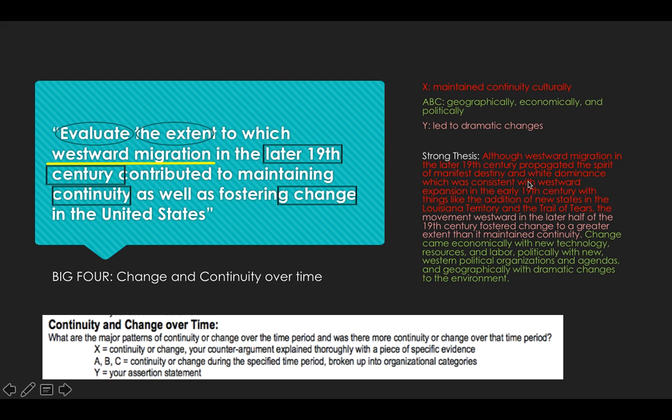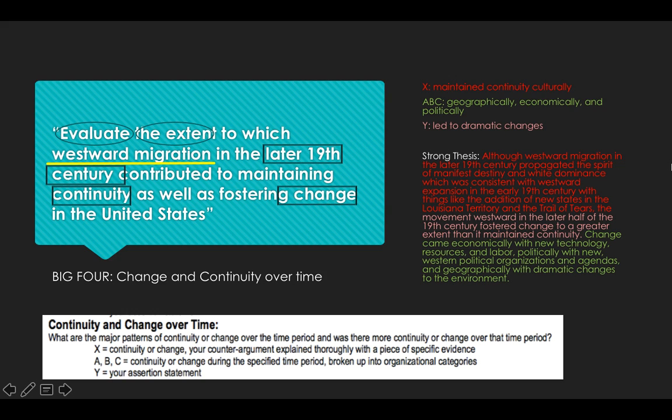Okay, so here's my X. Although westward migration in the later 19th century propagated the spirit of manifest destiny and white dominance, which was consistent with westward expansion in the early 19th century, with things like the addition of new states in the Louisiana Territory and the Trail of Tears, the movement westward in the later half of the 19th century fostered change to a greater extent than it maintained continuity. Change came economically with new technology, resources, and labor, politically with new Western political organizations and agendas, and geographically with dramatic changes to the environment.